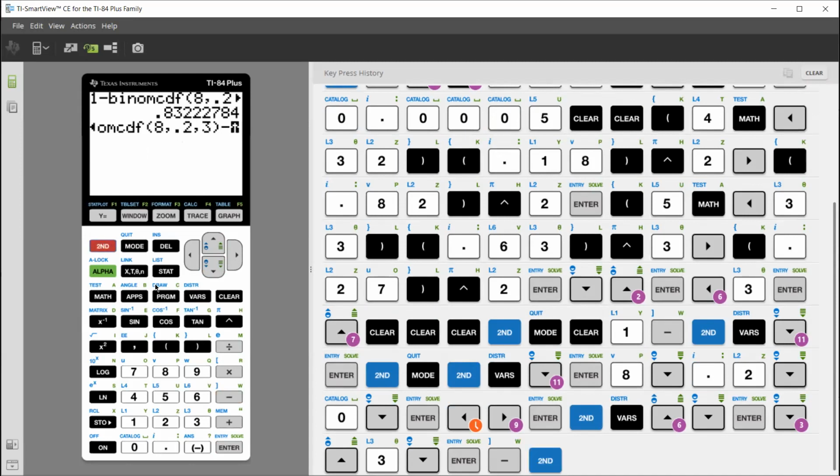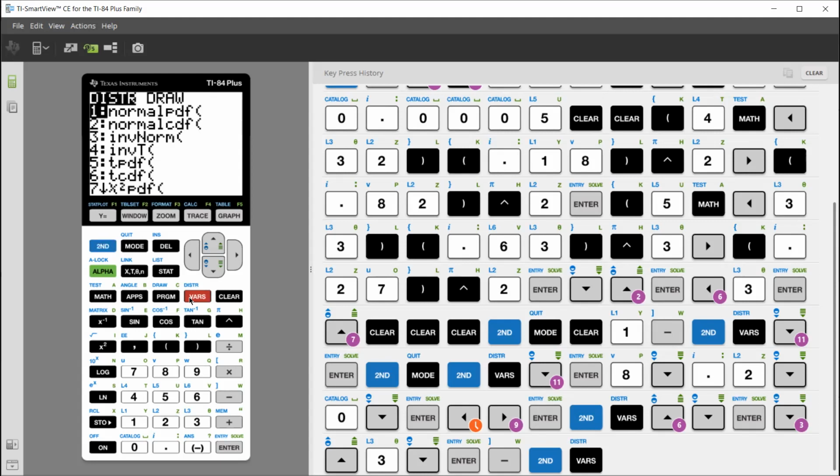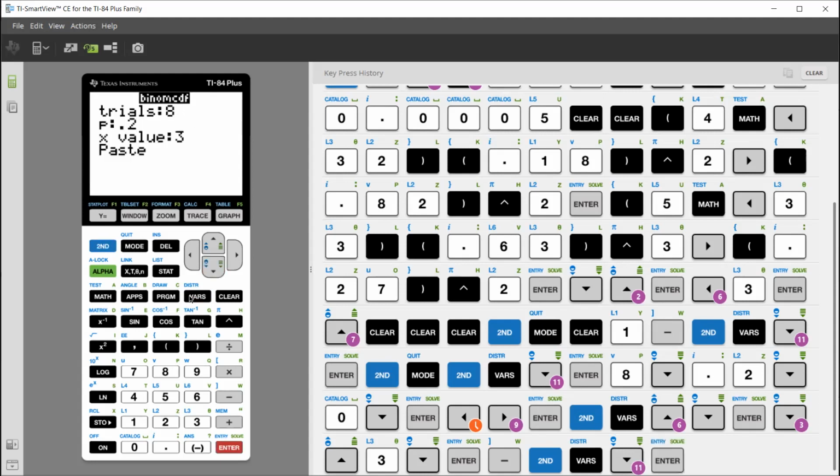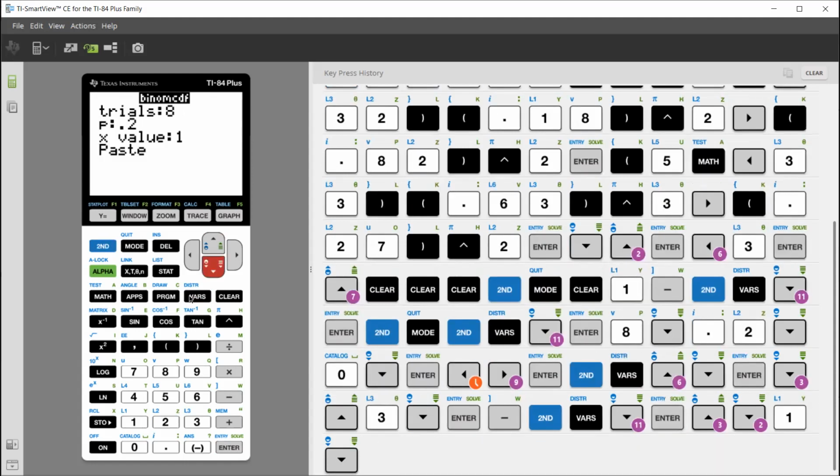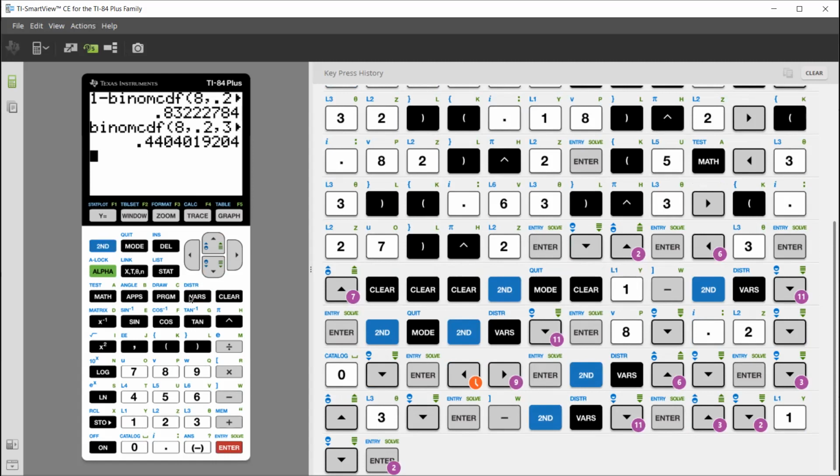So second distribution, binomial CDF again, 8, 0.2. This time we want to subtract 0 and 1 because we only want 2 and 3. So we're going to go all the way up to 1 here. I'm going to subtract 0 and 1. We're going to paste it, and that should give you 0.4404 is what I have. 0.4404.